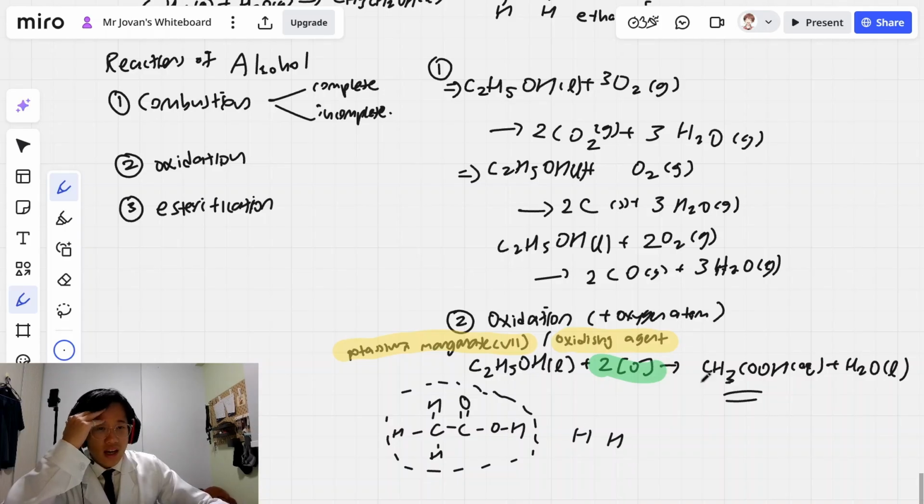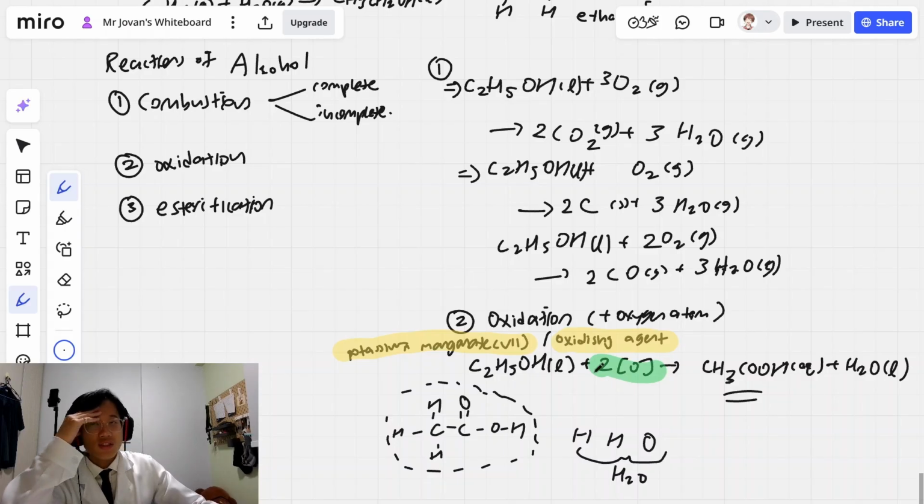I know that from this reaction I will get water. Therefore, I'll just add another O for the water. The first O goes here, the second O goes into the water. Just for this equation, it's balanced very nicely like this. So now we know how ethanoic acid came about, because initially I had an H here and an H here, kick them out and replace them with a double bond O. Okay, ethanoic acid.